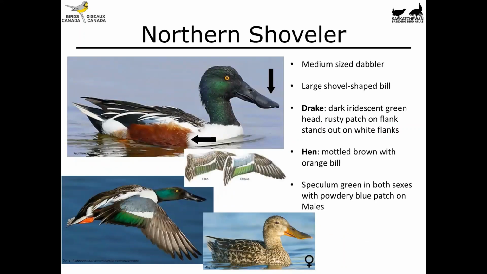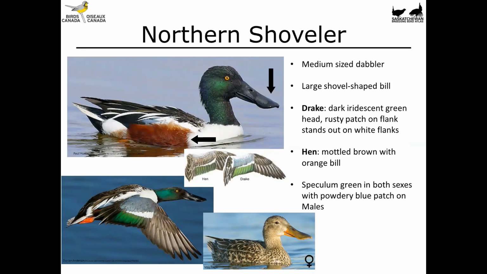The northern shoveler is the other green-headed duck, but this one, because of its bill, is often called a spoonie or a spoonbill. This is a medium-sized dabbler that has this really large, black shovel-shaped bill. The drake has this dark iridescent green head and this rusty patch along the flanks that stands out against the white.